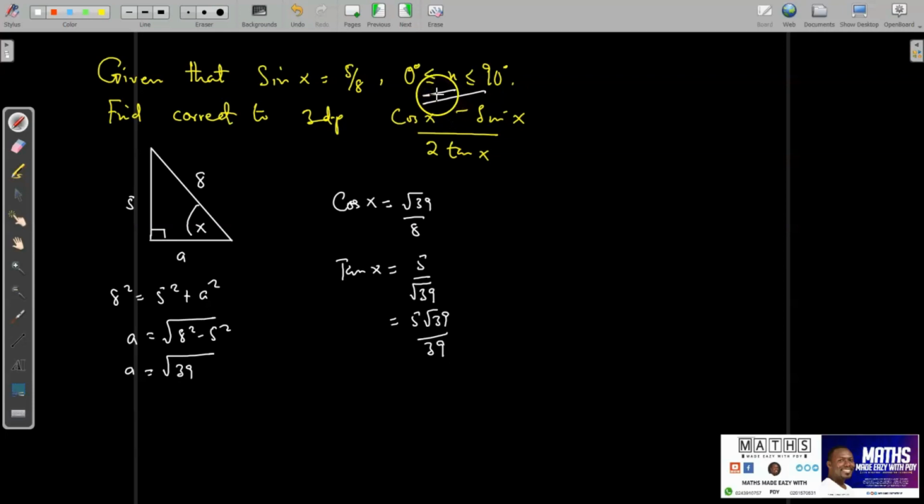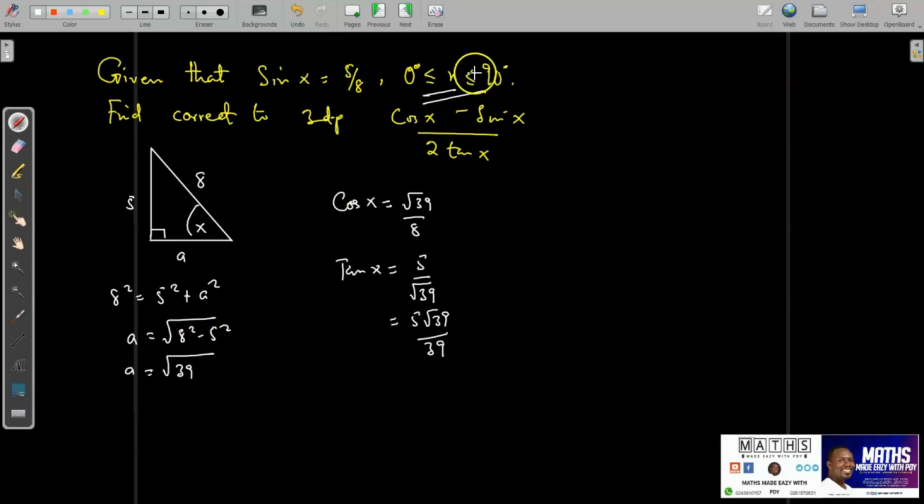So it means we are in the first quadrant. And in the first quadrant, what is the behavior of all the trig ratios? They are all positive. So all the values that we've obtained here are right, and we are supposed to use them as they are.